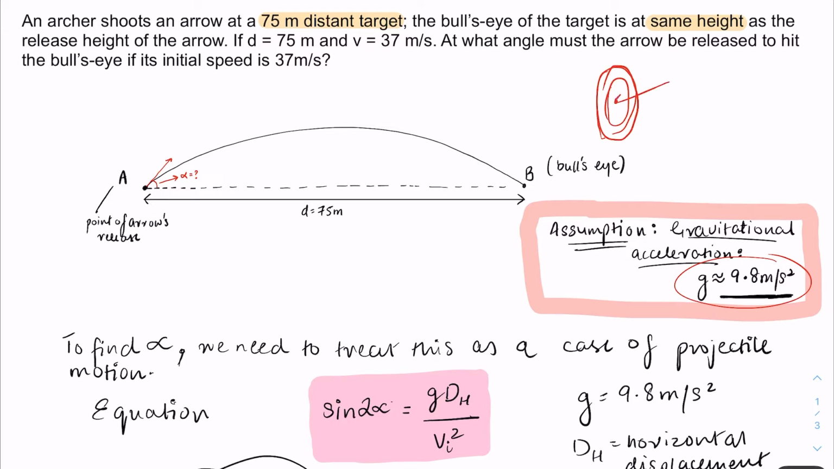The bullseye of the target is at the same height. So the bullseye is at the same height as the release height of the arrow. And we know that the distance between the point at which the arrow was shot and where it landed is 75 meters. So we know that the distance between the 2 points is 75 meters, and the velocity with which it was released is 37 meters per second.